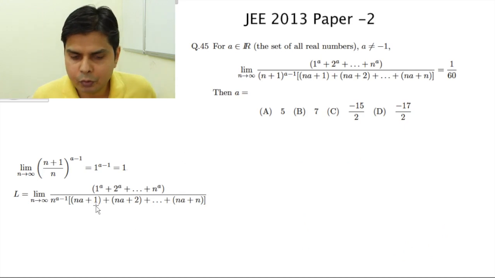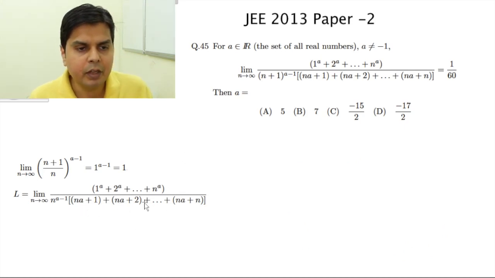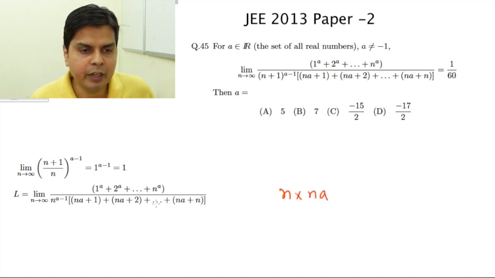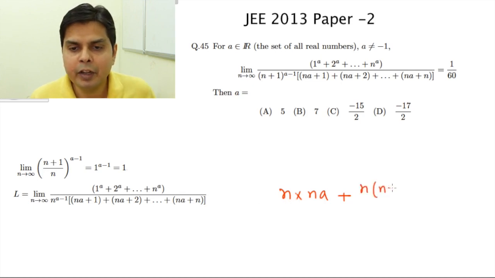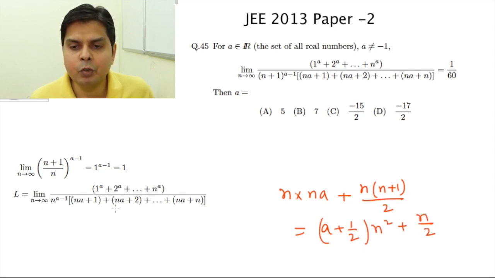If you want to find the sum of these, this is na plus na, there are n such terms, so that will be n times na, plus you have 1 plus 2 plus 3 plus till n. So what is the sum of the first n natural numbers? It is n into n plus 1 by 2. So basically I have here n square a plus n square by 2, that is a plus half times n square, plus I have one term of n by 2.